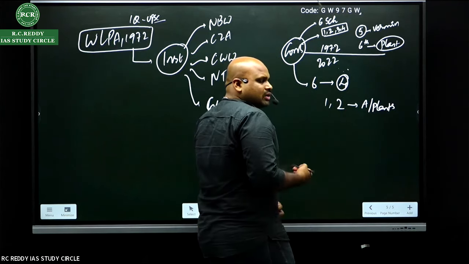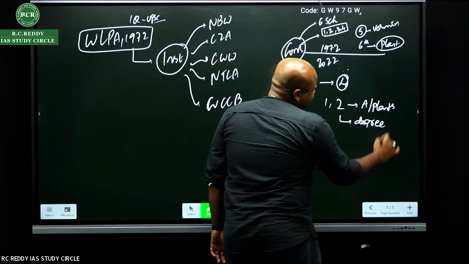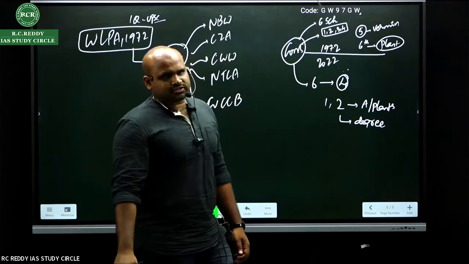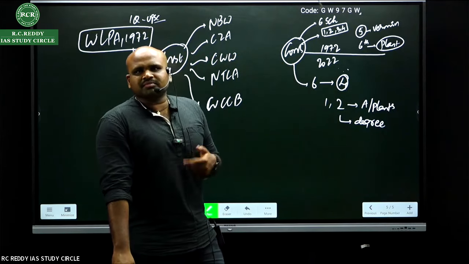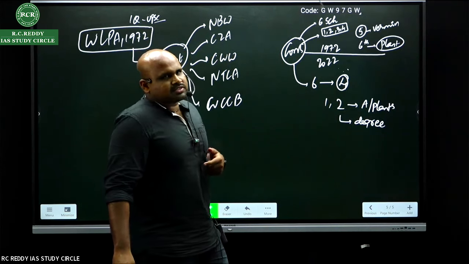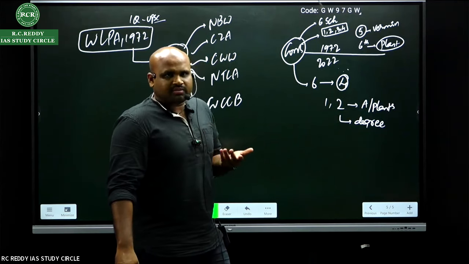Not only with respect to animals as well as plants, I also see there is a variation existing with respect to degree of protection. I see that those species present in Schedule 1 are maximum protected. But those species present in Schedule 2 are a little lesser protected than Schedule 1. That is one dimension that I see.